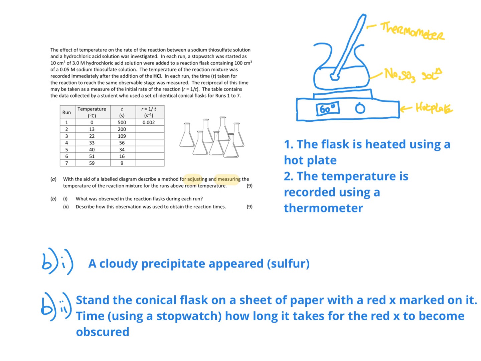So let's assign the marks. For part A we know there were 9 marks, so there were 3 marks for your diagram and 3 marks for each of the points of information that were given. For B, it was 9 marks in total. Part 1, the formation of the brown precipitate, is worth 3 marks, and then the description of the observation in part 2 is worth 6 marks, so 2 by 3 pieces of information were required there.